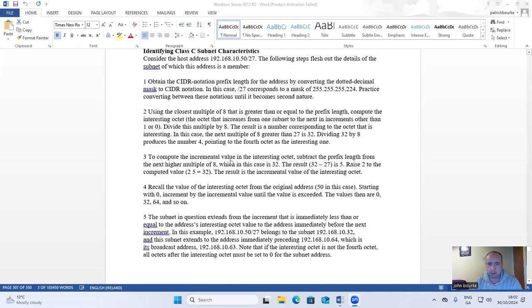3. To compute the incremental value in the interesting octet, subtract the prefix length from the next higher multiple of 8, which in this case is 32. The result, 32 minus 27, is 5. Raise 2 to the computed value: 2^5 equals 32. The result is the incremental value of the interesting octet. 4. Recall the value of the interesting octet from the original address, 50 in this case. Starting with 0, increment by the incremental value until the value is exceeded. The values then are 0, 32, 64, and so on.